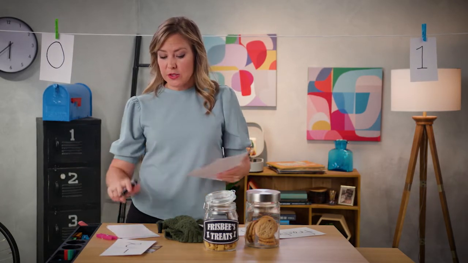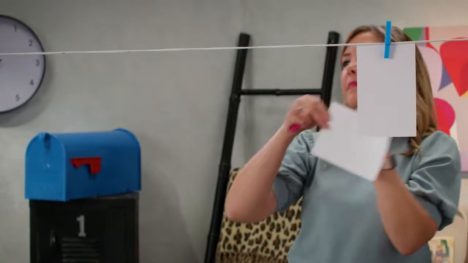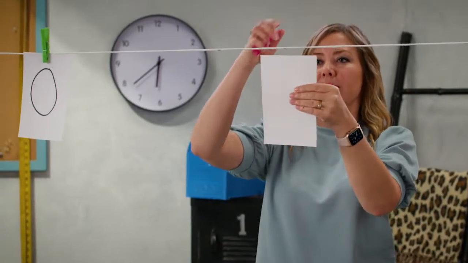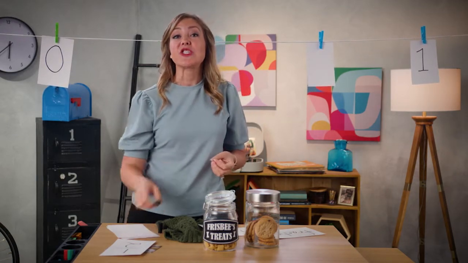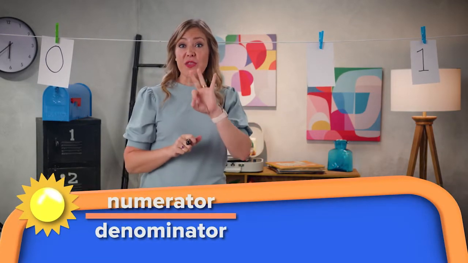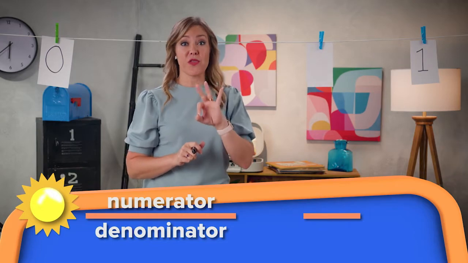Then we would need to break the clothesline into 3 equal parts, or thirds. So I'm going to hang up 2 note cards so that we can separate this into 3 parts. Okay, so let's get some more practice writing fractions on our cards. Now remember, the bottom number, or your denominator, is the total number of equal parts that we have. And we just divided our clothesline into 3 equal parts. So I'm going to write a 3.